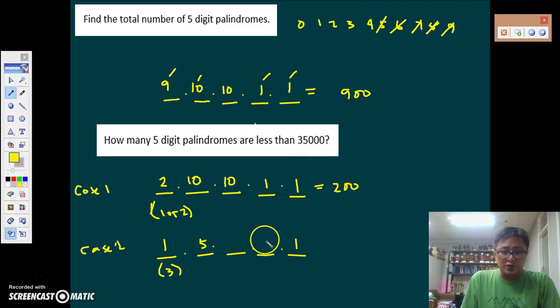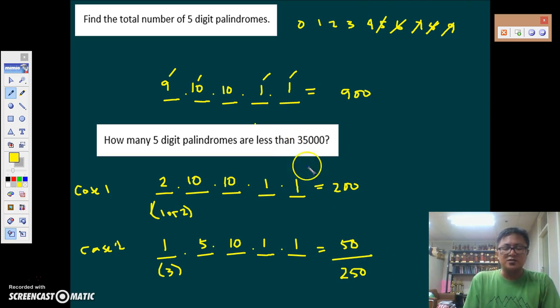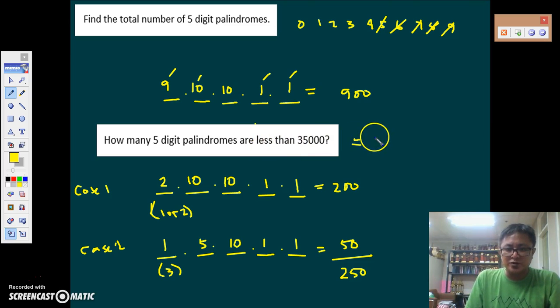And then the next, of course, whatever we put here, it's also here. And this would be 10. So all in all, we have 50. So we have 250 palindromes less than 35,000. That's it. Now just to check, you can get the number of 5-digit palindromes that are greater than 35,000. Let's do that. Here, we know our answer is 250 from these two cases.